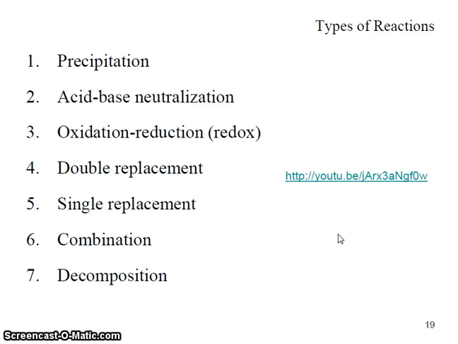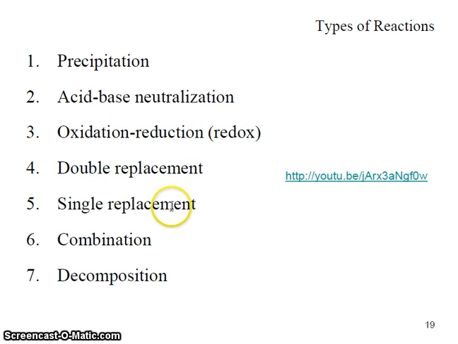So the next thing is the types of reactions, and mainly there would be 7 different kinds of reactions: precipitation reaction, acid-base neutralization, redox, double replacement, single replacement, combination, decomposition. A detail for these is provided in this YouTube screencast that I developed for you, where I get you started on the difference between the acid-base neutralization reaction and precipitation reaction, both of which are forms of double replacement reaction.